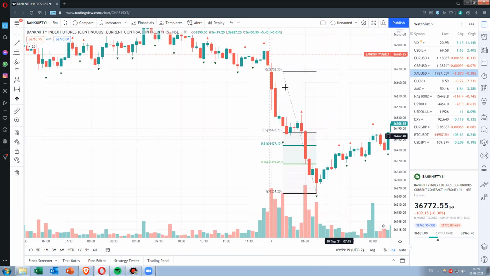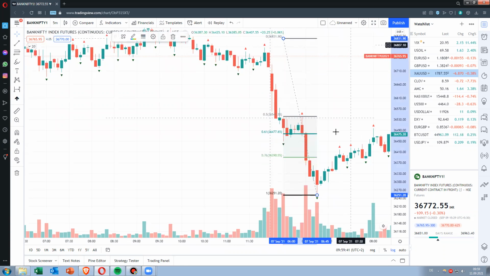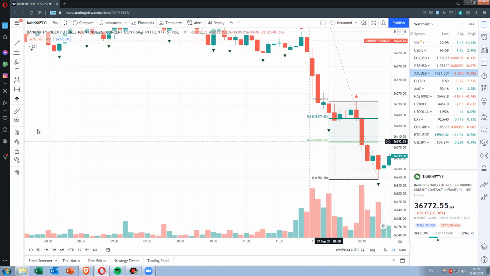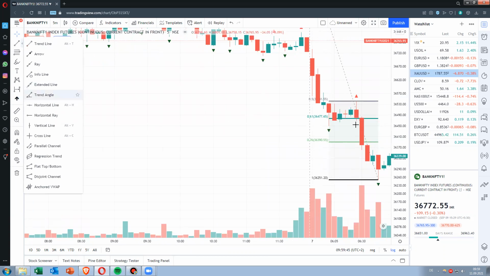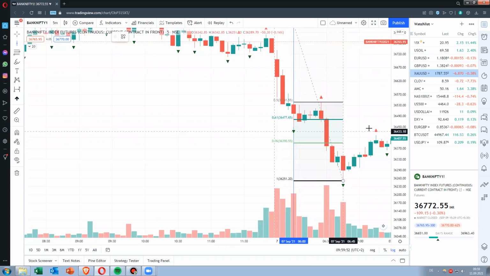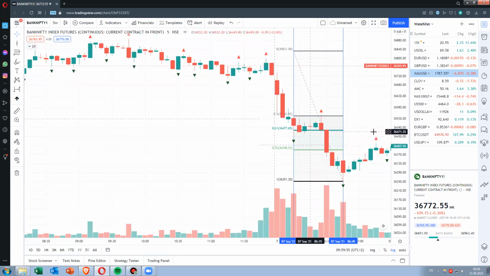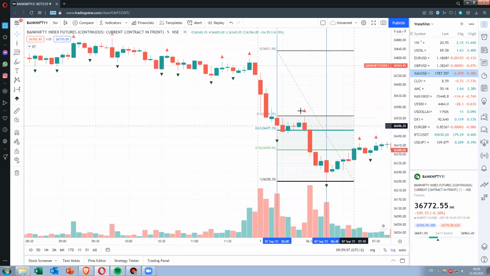You have this 50. This is your balance area now, because from this swing high to this swing low, you don't have any other fractals. You don't have any fractals here. So this is currently your balance area. Now what you look for is a break above this 50.